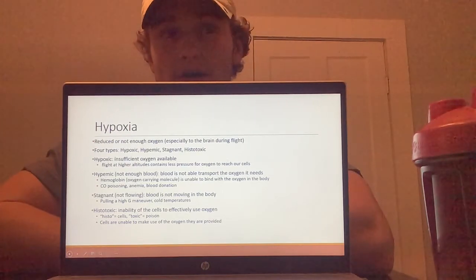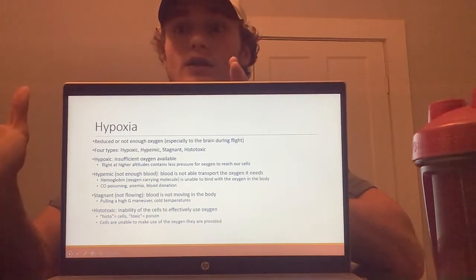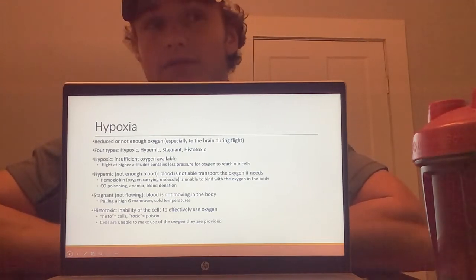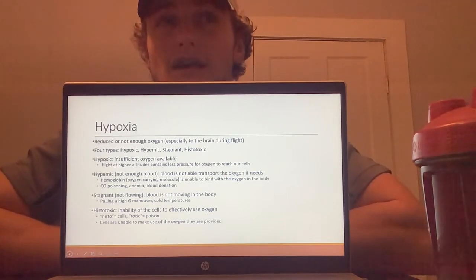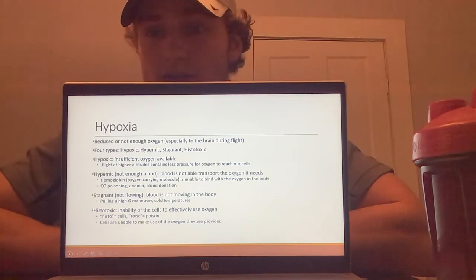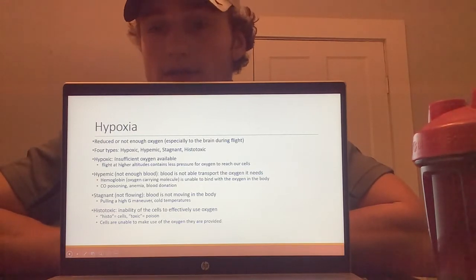And that's because the pressure is less, the air is less dense, and so all the molecules are spread out a lot more. There's not as much in the air, and so that's why when you're flying at higher altitudes, even if you breathe in normally, you're receiving a lot less oxygen, and that's why hypoxia is so common. It is the most common type of hypoxia.